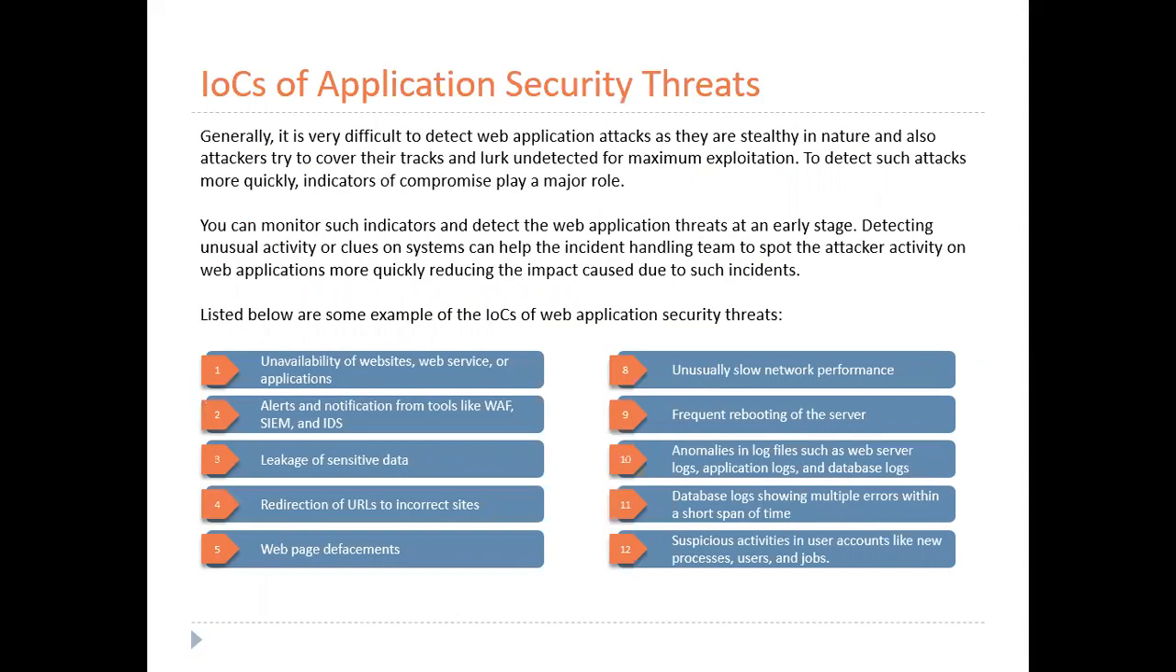So application security threats can be like unavailability of a website, web service, or applications, alerts and notifications you are receiving from WAF, SIEM or IDS, redirection of URLs, web page defacements, unusually slow network performance. These are indicators which will tell you that there is something happening with your applications. So based on these, you can perform further investigation to see what is going on.